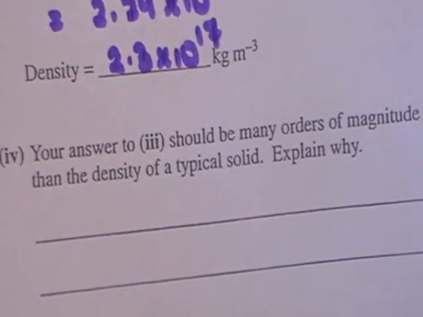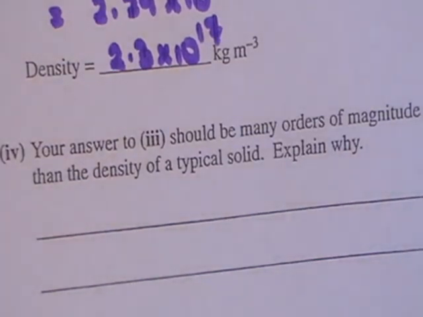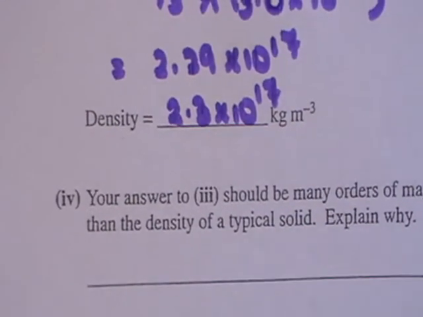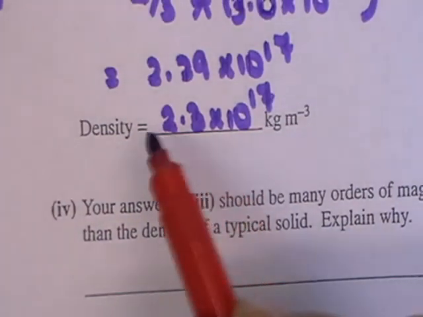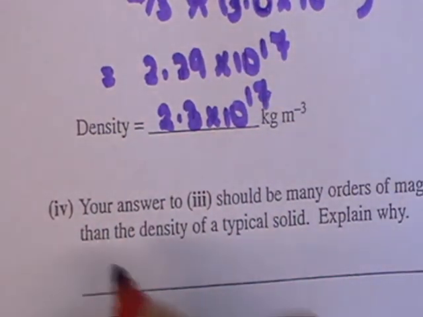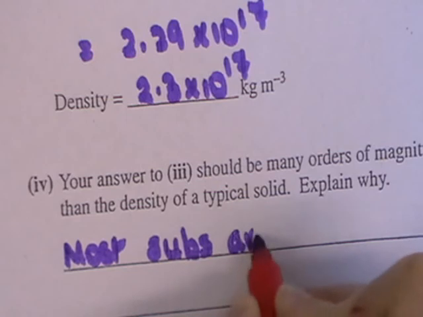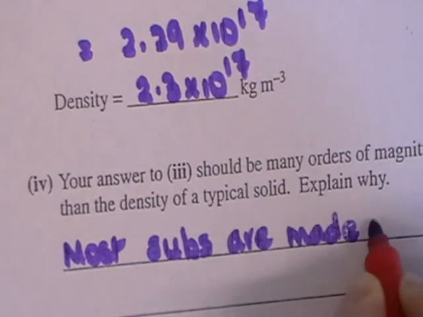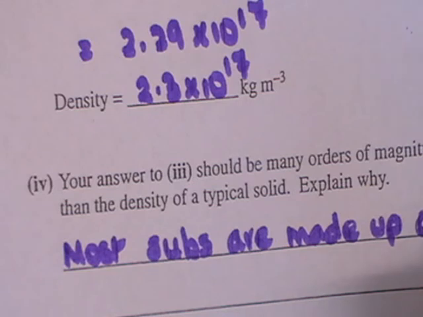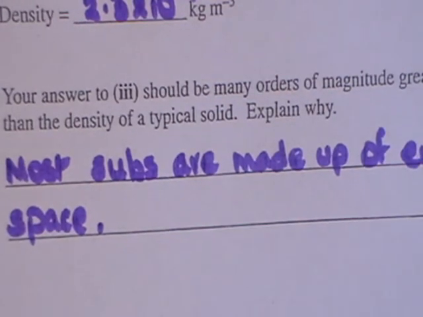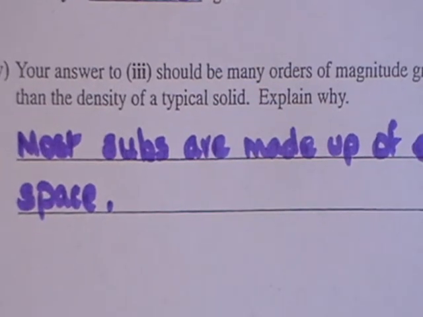Your answer should be many orders of magnitude greater than the density of a typical solid. So if you think about the density of something like lead, it would be 8,000 kilograms per metre cubed, so that's 8 by 10 to the 3. So this is a massive number of times bigger. And the reason is because most substances are made up of empty space, whereas the density of the nucleus is really massive. The protons and neutrons are packed so tightly together, whereas most of the things we look around us are actually mostly made up of free space.